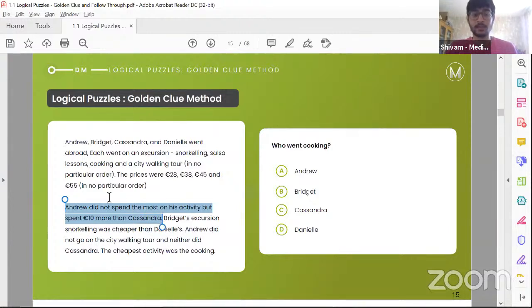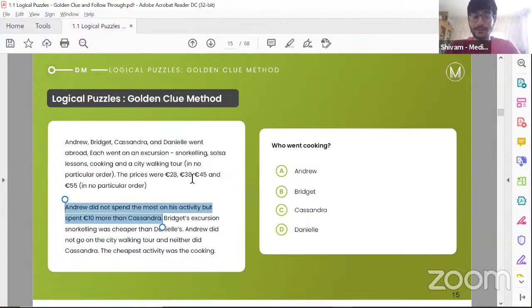So Andrew could have spent 55 euros and Cassandra could have spent 45 euros, but it says here that he didn't spend the most. So he couldn't have spent 55. Andrew must have spent 38 euros. Why is that? Well, why can't he spend 45 euros? That's because there's no answer here for 35 euros. So Andrew didn't spend 45 euros. He must have spent 38 euros because he spent 10 euros more than Cassandra. Very, very simple. That's my second step.